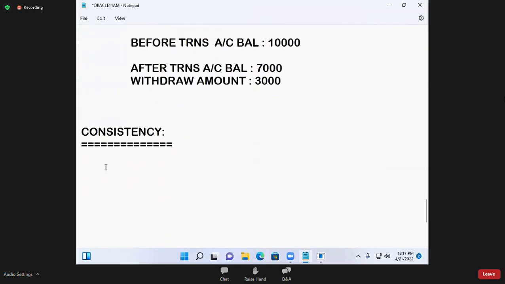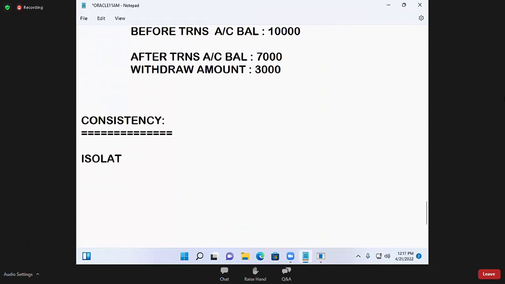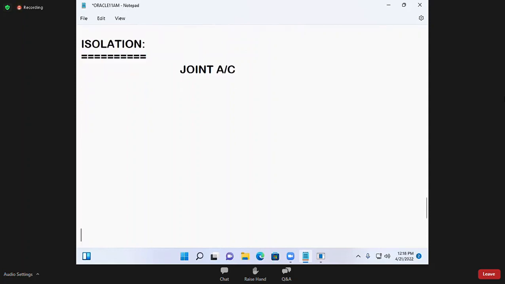Next one is I. I stands for isolation. What does isolation mean? Every transaction will be independent. Understand? One transaction will never interfere with another transaction. For example, nowadays we hear about joint accounts. Anybody heard of them? What does a joint account mean? Both people can access the same account number. Generally in a family, mother, father, or husband and wife. So the same account number can be accessed by how many people? Two people.